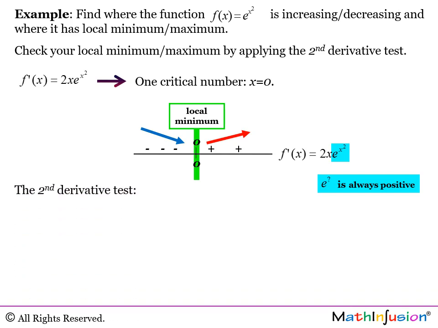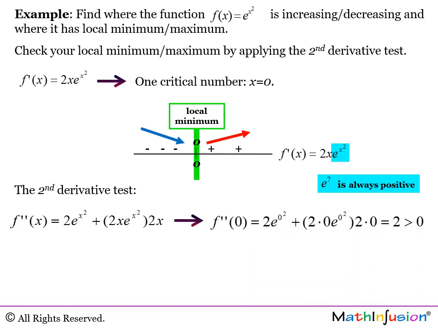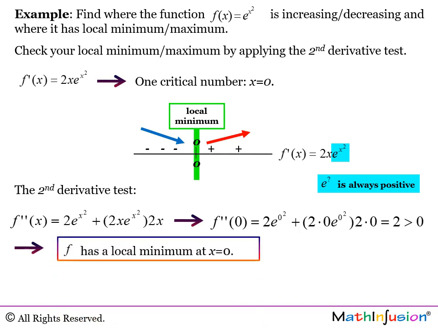Now, I would like to apply the second derivative test to check my answer. The second derivative, we have to use the product rule here and the chain rule, and we get that. This is pretty messy, but we don't care because we just have to plug 0 for the x, and we get that all of that when x equals 0 is just 2. And 2 is a positive number, and we can get again that f has a local minimum at x equals 0.